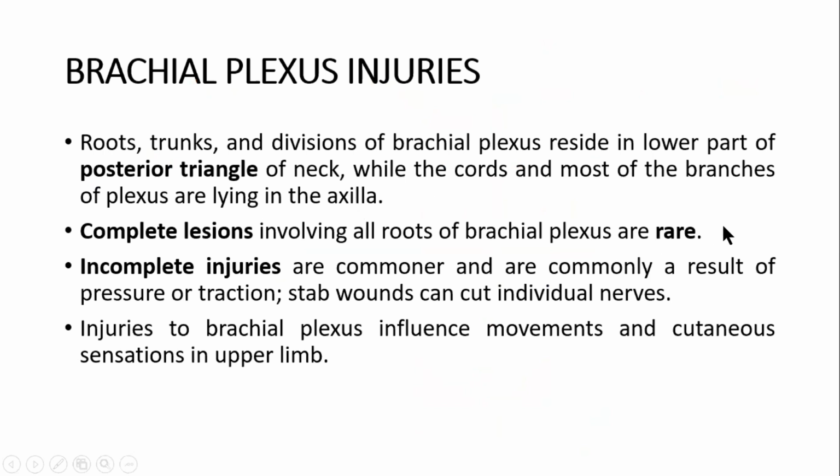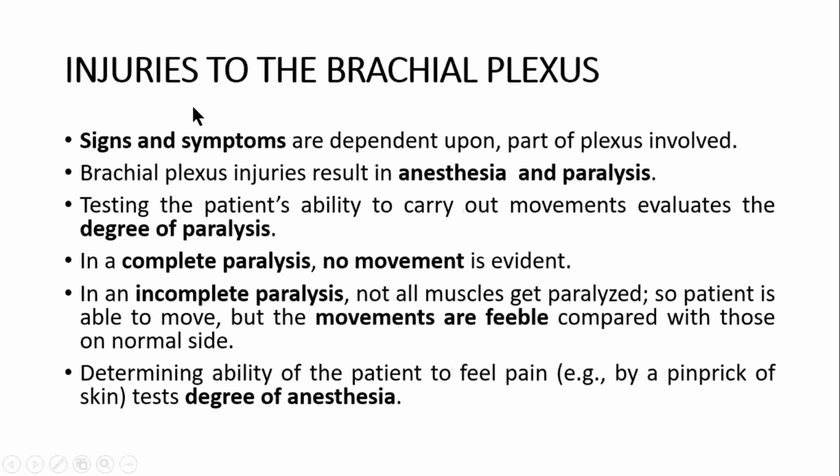Complete lesions involving all roots of the brachial plexus are rare. Incomplete injuries are commoner and are commonly a result of pressure or traction. Stab wounds can cut individual nerves. Injuries to the brachial plexus influence movements and the cutaneous sensations in the upper limb. So, signs and symptoms are dependent upon the part of the plexus involved.